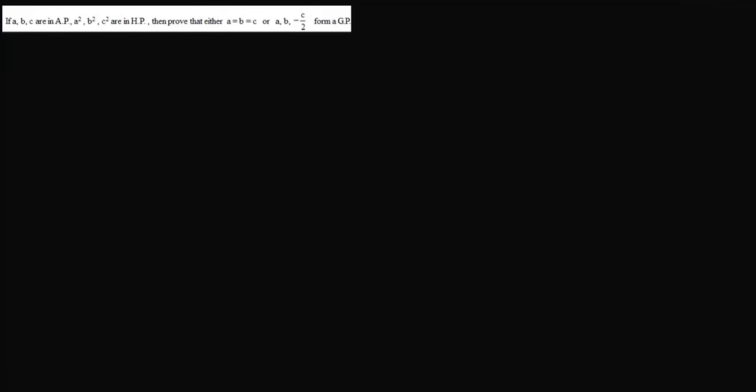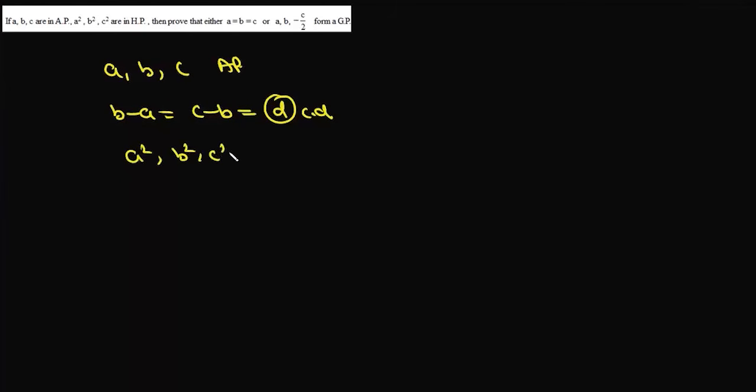Right, the question is, if A, B, C are in AP and A square, B square, C square are in HP, then prove that either A equals B equals C or A, B, minus C by 2 form a GP. Now in this case it says A, B, C are in AP, that means B minus A is equal to C minus B, and let it be equal to D, which is its common difference, and A square, B square, C square are in HP, which means 1 upon A square, 1 upon B square and 1 upon C square are in AP.